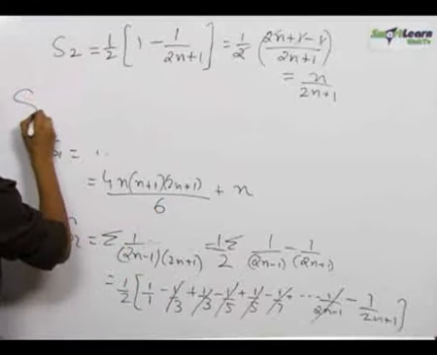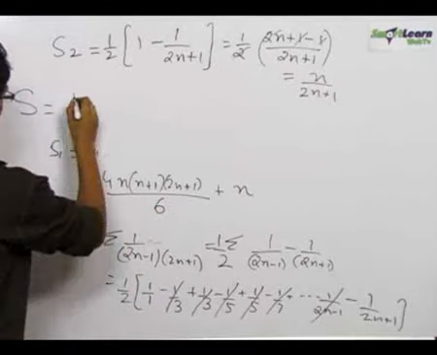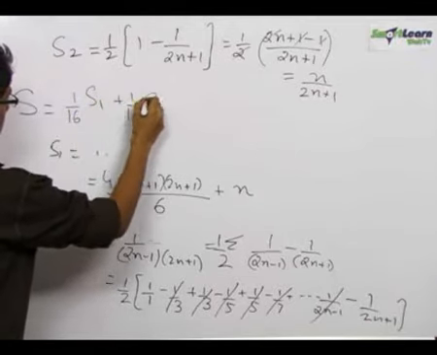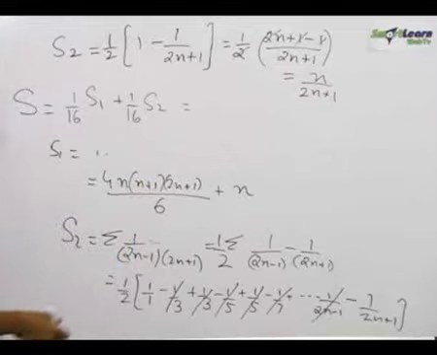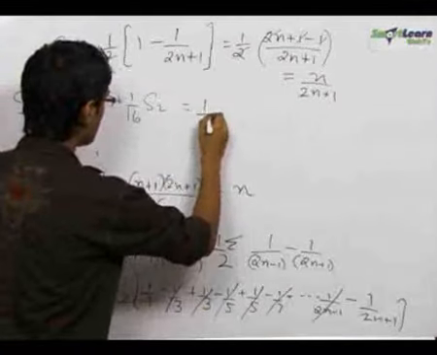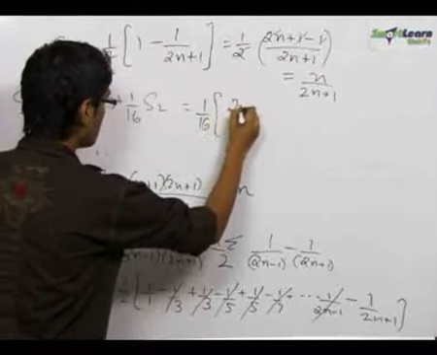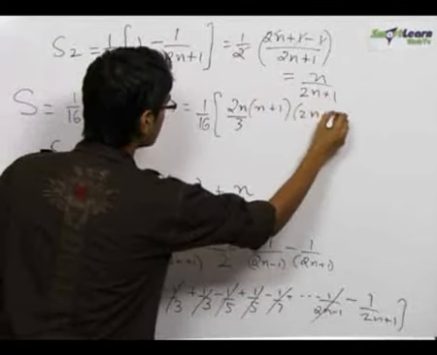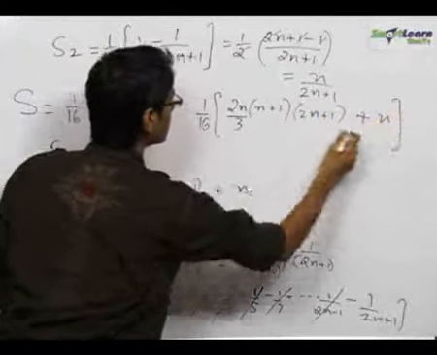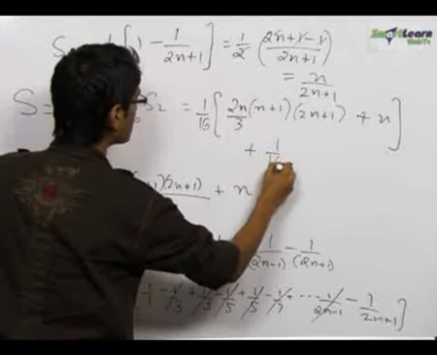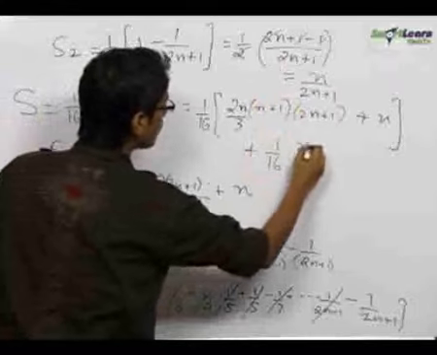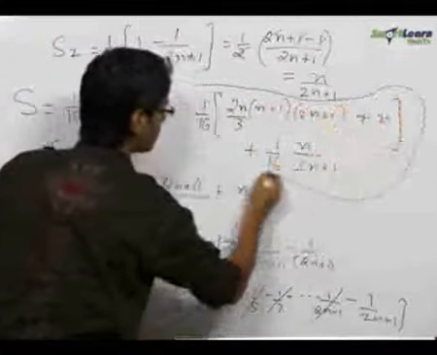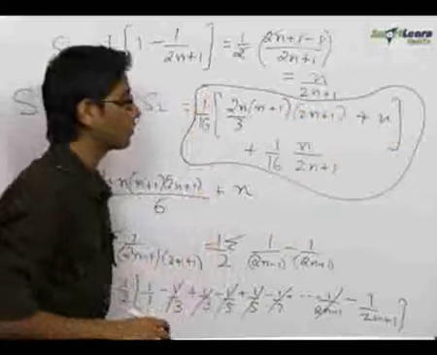So our final answer of sum will be equal to 1 by 16 times S1 plus 1 by 16 times S2, which will be equal to 1 by 16 times (2n by 3 into (n plus 1)(2n plus 1) plus n) plus 1 by 16 times S2, which is equal to n upon 2n plus 1. So this is our final result of the sum of the series.